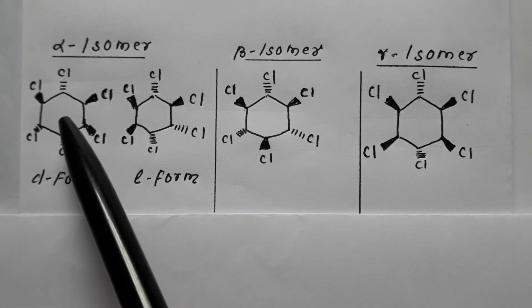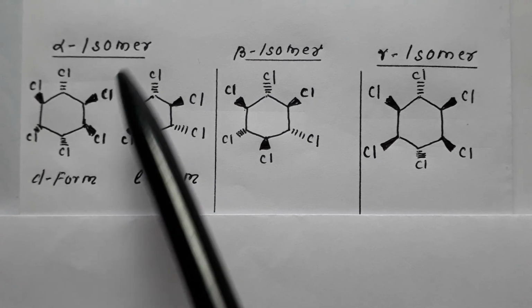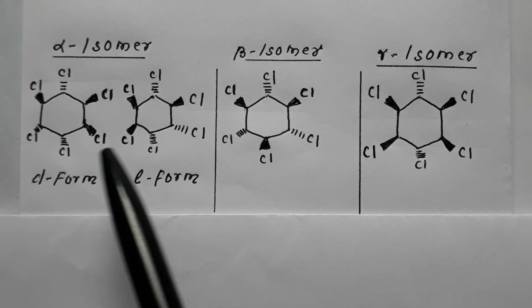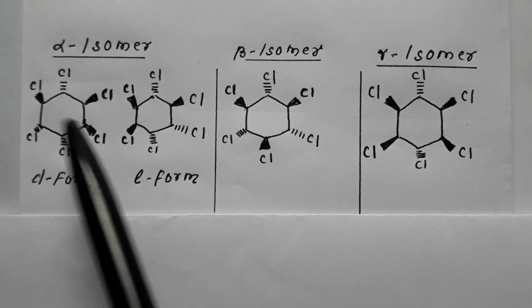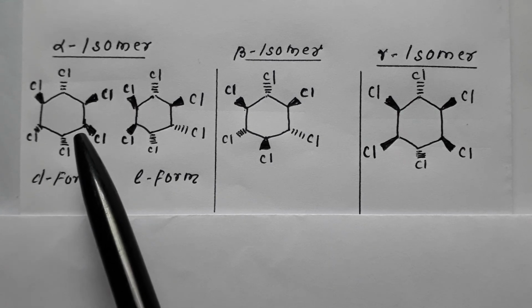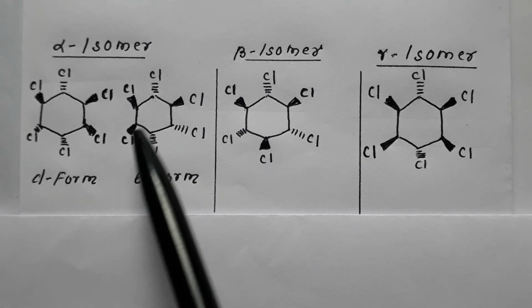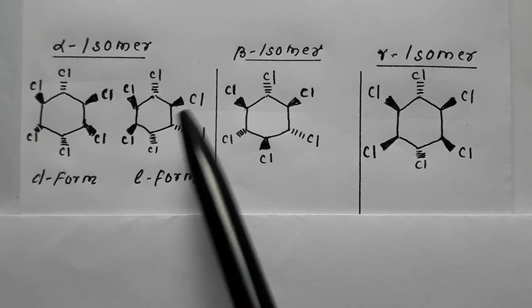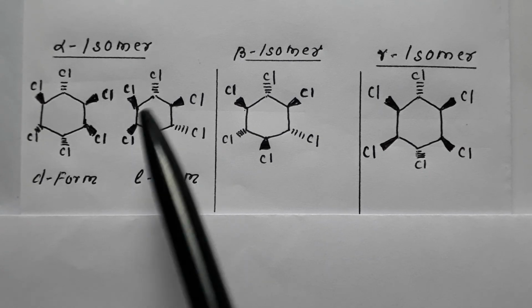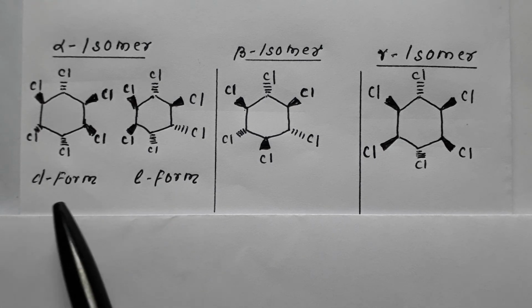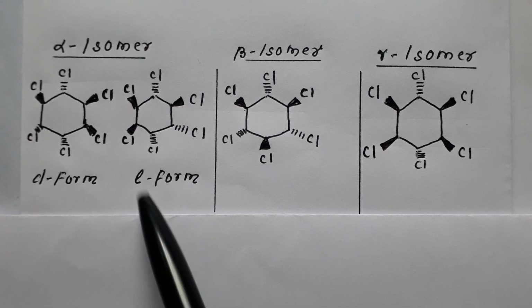So remember this is one structure of the alpha isomer of BHC. Another possibility is like this: 3 chloro on one side, 3 chloro on the other, 3 Cl on one side of the plane, 3 below the plane. Since these molecules are mirror images of one another, this is called the D form of the alpha isomer, and this is called the L form of the alpha isomer.